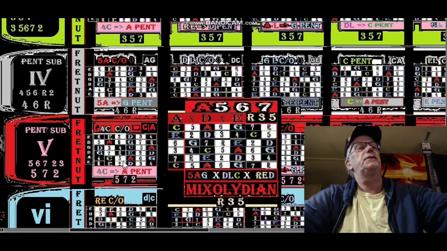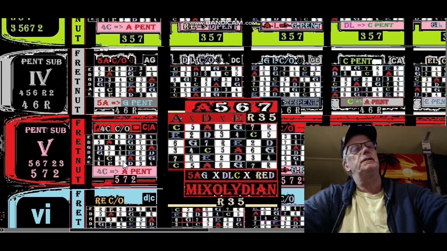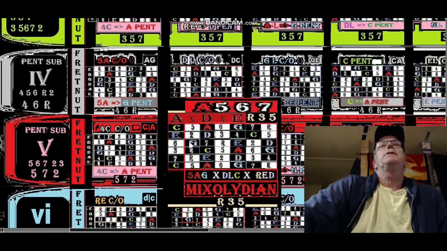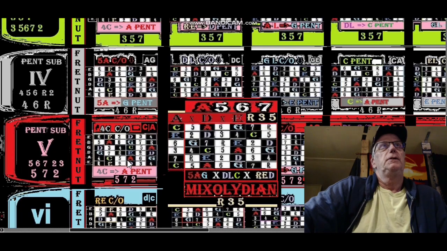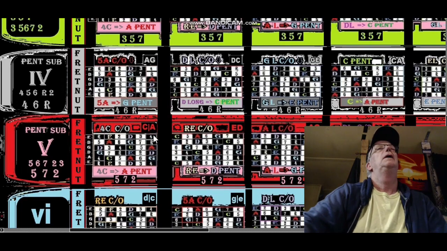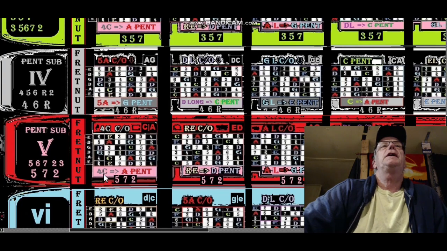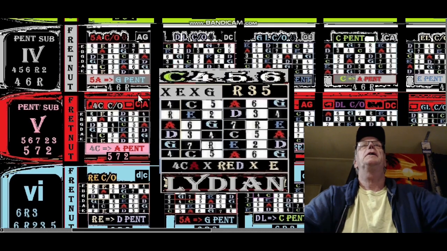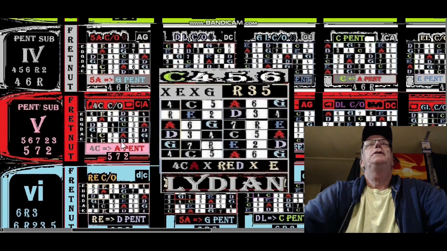Now for the seventh, we're going to use this raw pentatonic off of the second. You can see this pattern is not the same as this pattern. But what this pattern is the same as, this pattern is the same as the 4C to A pattern. So here we have it. Here's your 4C A pattern, and here's 4C to A pent.